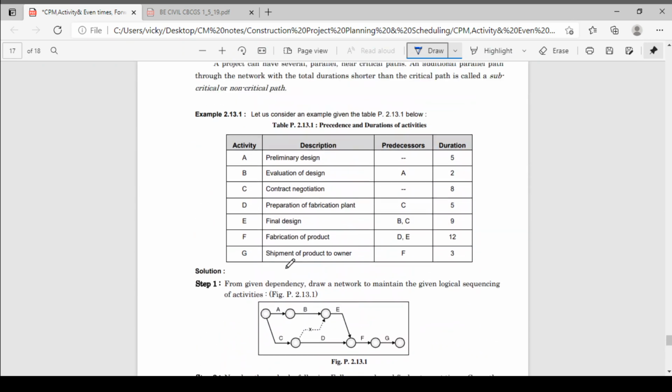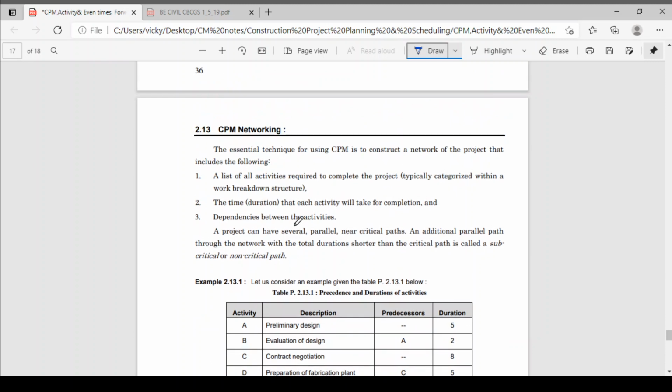Now see, it is an essential technique of using CPM to construct a network of the project that includes the following. First, a list of all activities required to complete the project, typically categorized within the work breakdown structure. To do the CPM technique, what will you require?